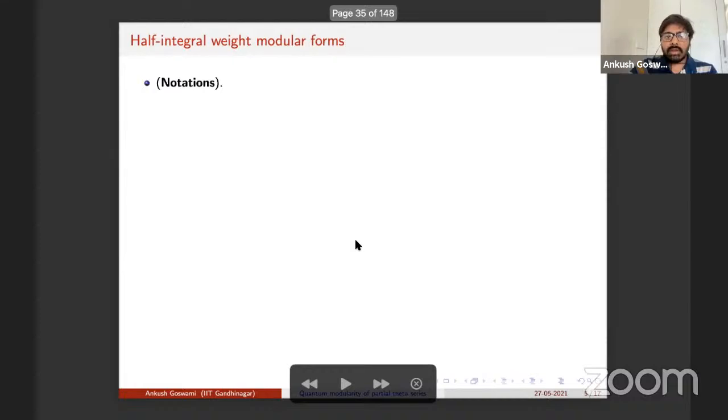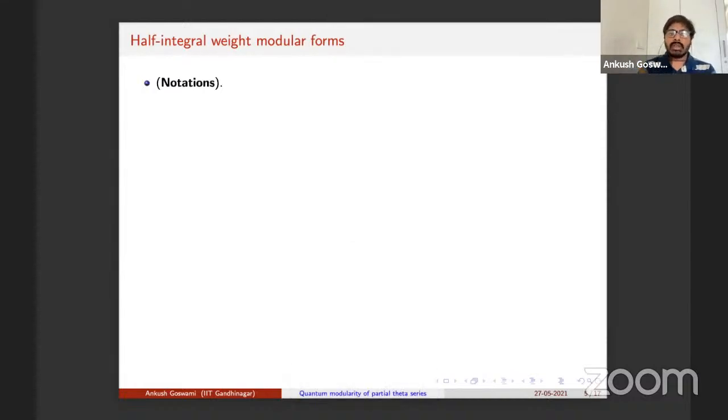So let me define here what half integral weight modular forms are. In order to define these, I need to introduce a few notations here. And in the process, after I define half integral weight modular forms, we can also see the definition of integral weight modular forms.